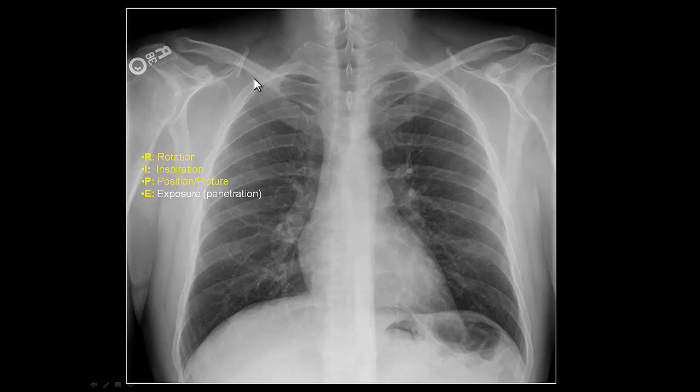Next when we look at a chest radiograph, we're actually looking at the patient, so their right side is on our left. So you want to make sure that the tech has correctly marked the correct side of the patient. So here they marked the right side.